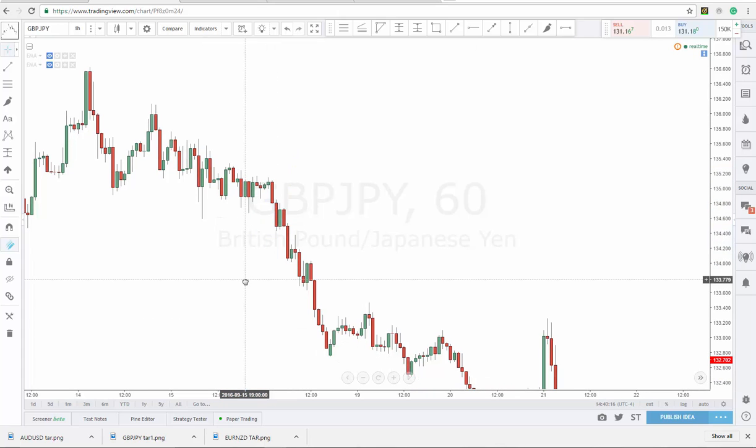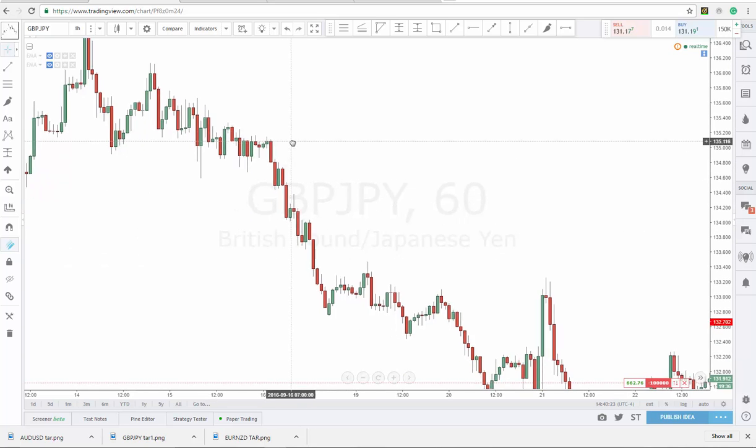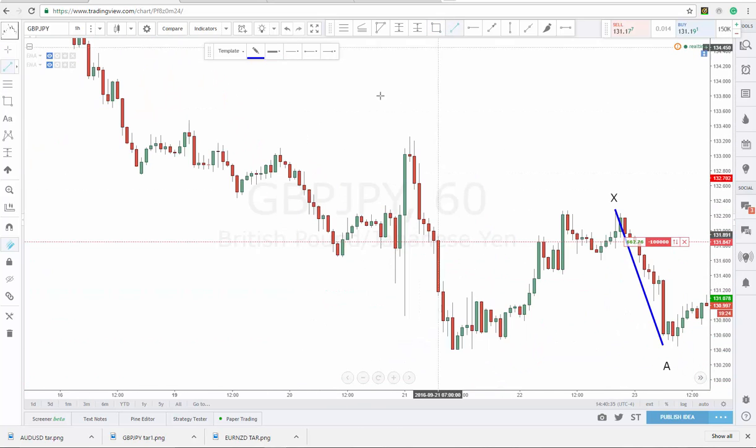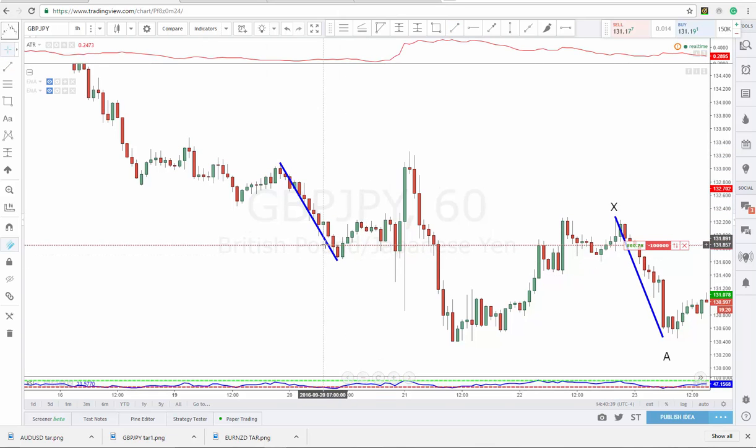Another one you can use is an impulsive move has only one opposite direction candle pullback. So if we were talking about this move here, this would be a correct impulsive move because you never get 2 green candles in a row on the way down. So that can be your rule. And obviously you can do the opposite for a bullish impulsive move as well.